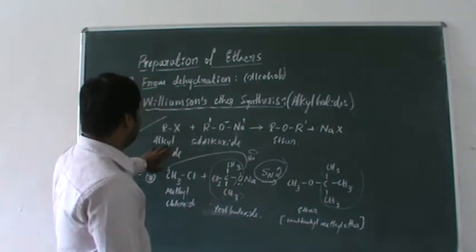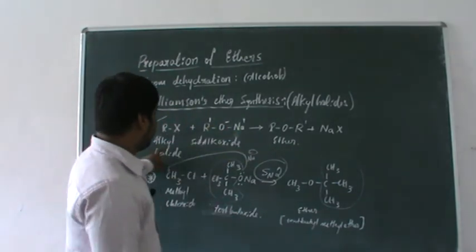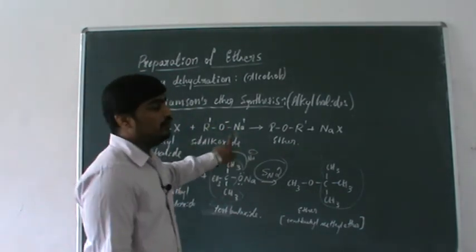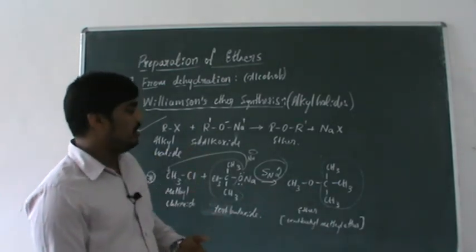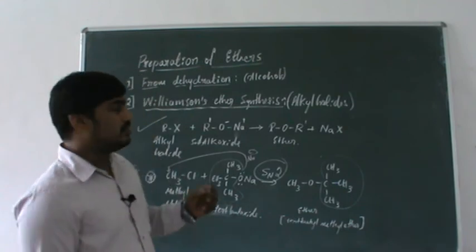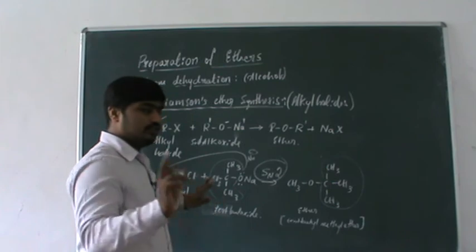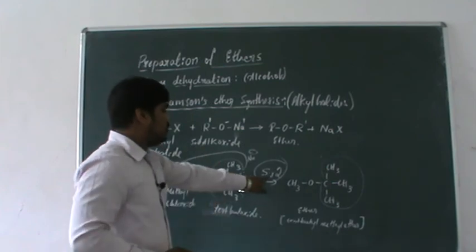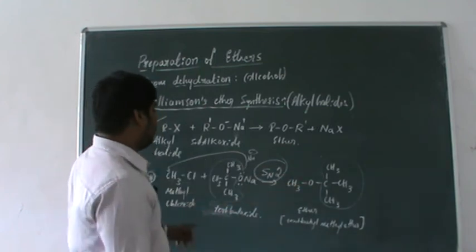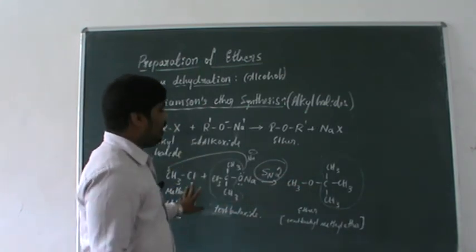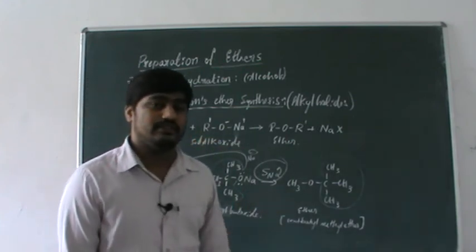What is Williamson ether synthesis? Williamson ether synthesis is nothing but the preparation of ether by the reaction between alkyl halide and sodium alkoxide. This reaction is named Williamson ether synthesis. The important thing you should remember is that it follows the SN2 mechanism. Walden inversion product is formed, and primary alkyl halide is considered, and tertiary sodium alkoxide is considered for this reaction.